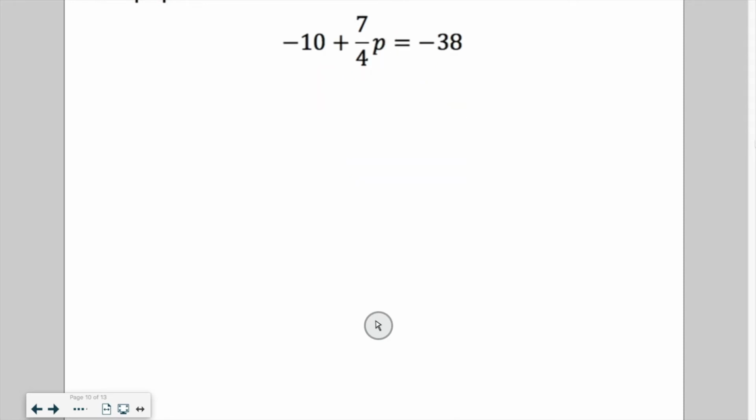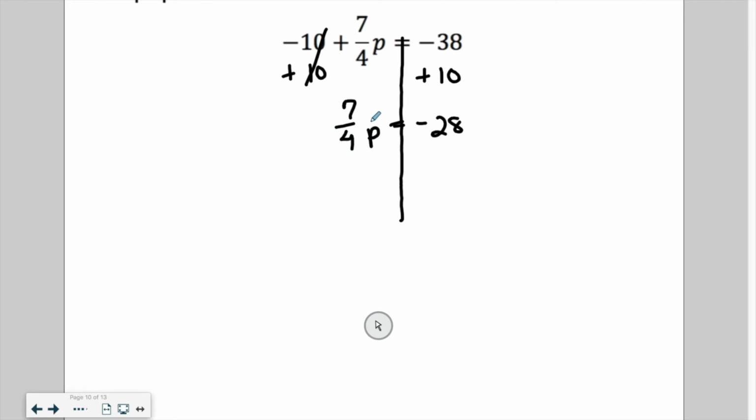All right, next one. This looks a little complicated, but it's not. It's just the same type of problem. We're just doing like 2 problems in one, essentially, is what this is. So negative 10, the opposite of negative 10 is positive 10. These cancel out. Bring down 7/4 p. And negative 38 plus 10 is negative 28.